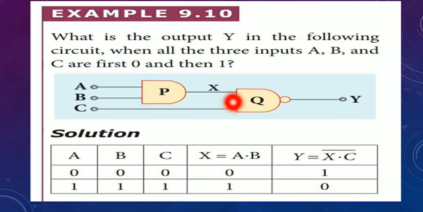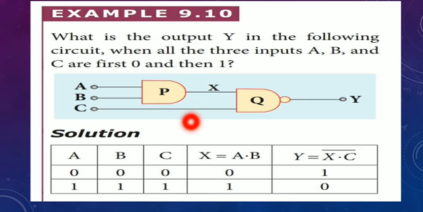NAND gate, right? But see, the output of the AND gate is the input of the NAND gate. So we are taking these values and input C. So A is 0, B is 0 and C is 0. Yes, what is X? The AND gate formula is A dot B. So the output X is 0.